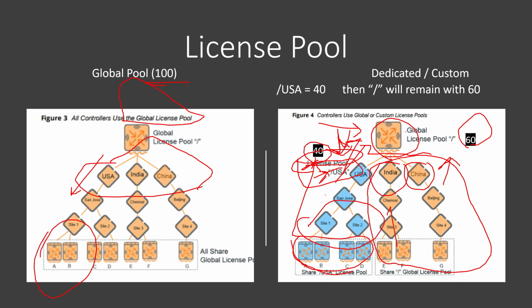So all needed licenses need to be added to the dedicated pool. Remember, they cannot go back up to the global pool to pull the needed license anymore as soon as you enable the dedicated license pool.